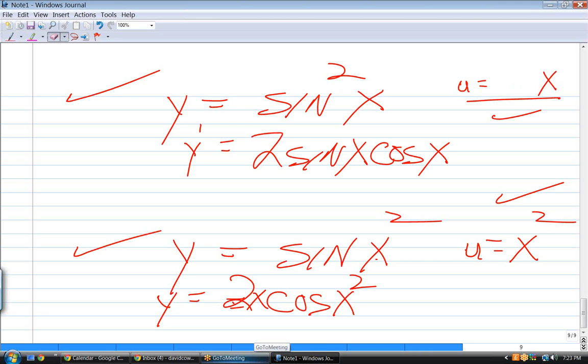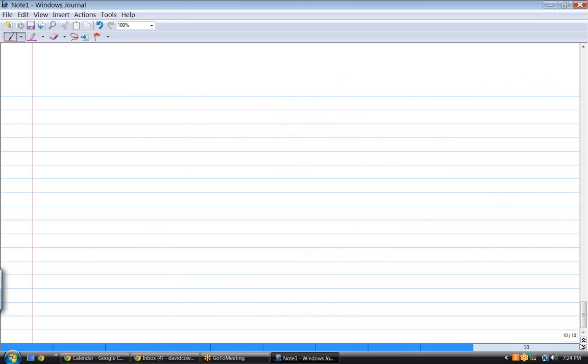But the key is figuring out, can you differentiate the thing after you've used u substitution? As long as I let u equal sine of x, then I'm going to be differentiating u squared, and I know how to do that. Or in the bottom, where I'm letting u equal x squared, I know how to differentiate sine of u. All right. So what other problems do you have?